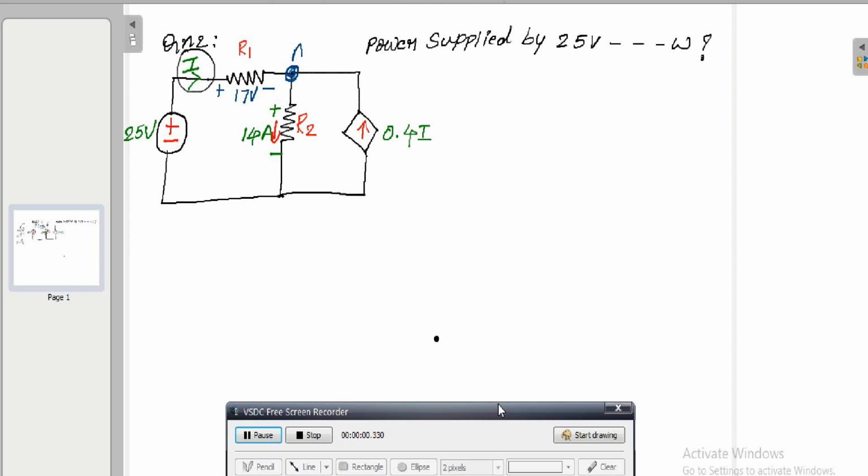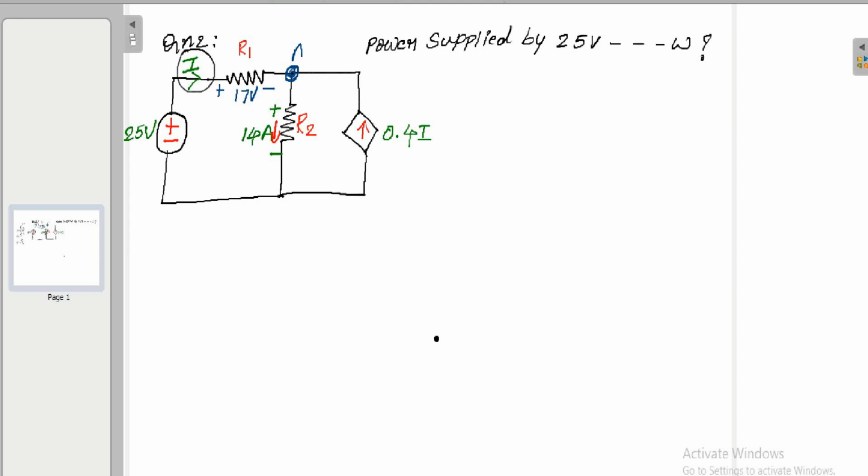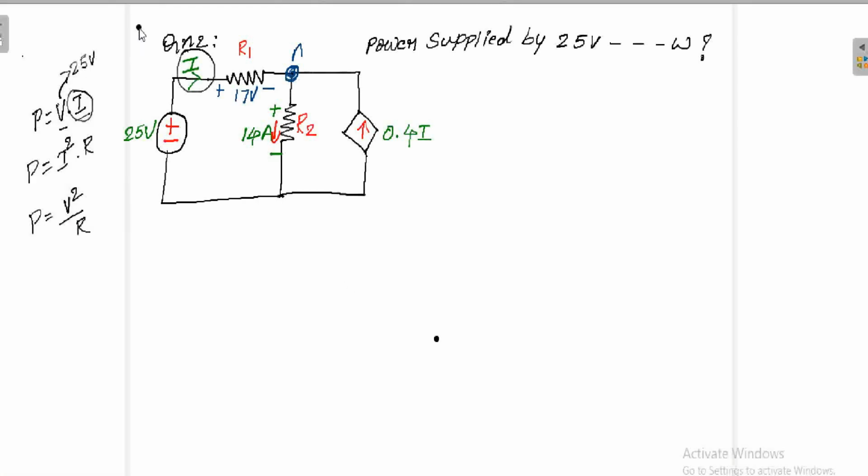Let us see the second question in quiz 1, that is finding the power supplied by 25 volts. So this is your circuit.